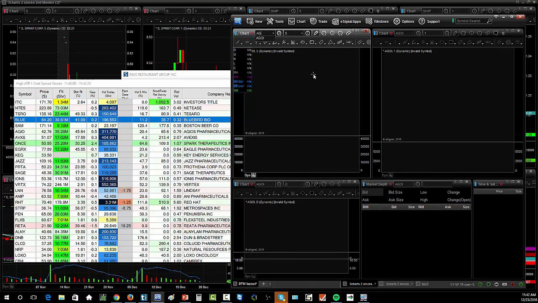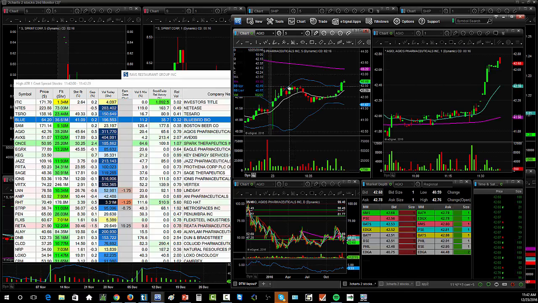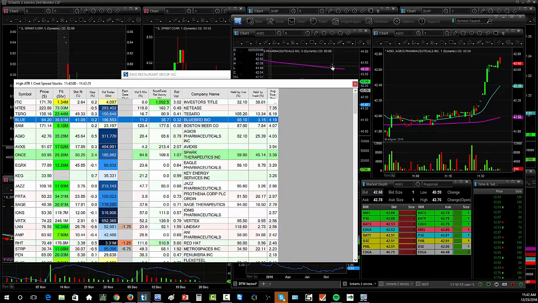AGIO here, this one's a $40 stock. Again, a lot of range between 42 there and 42.68. So these patterns right now don't get as much follow through because traders generally prefer to trade the lower priced stocks. They're more profitable. But if the market changes, then we'll see traders shift.